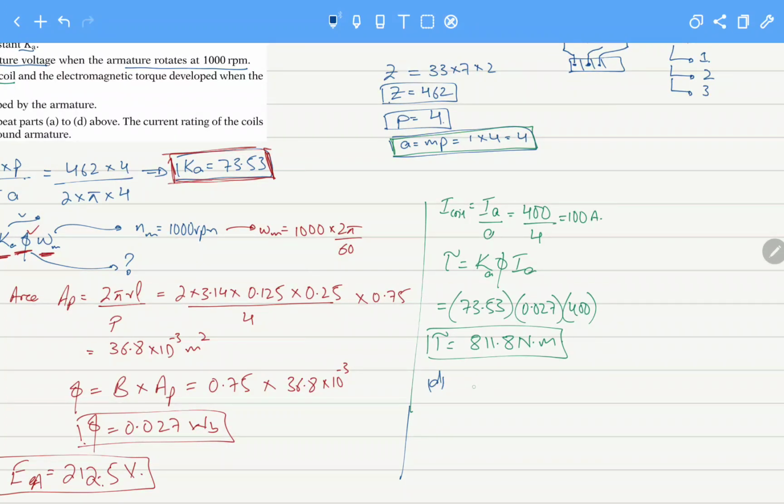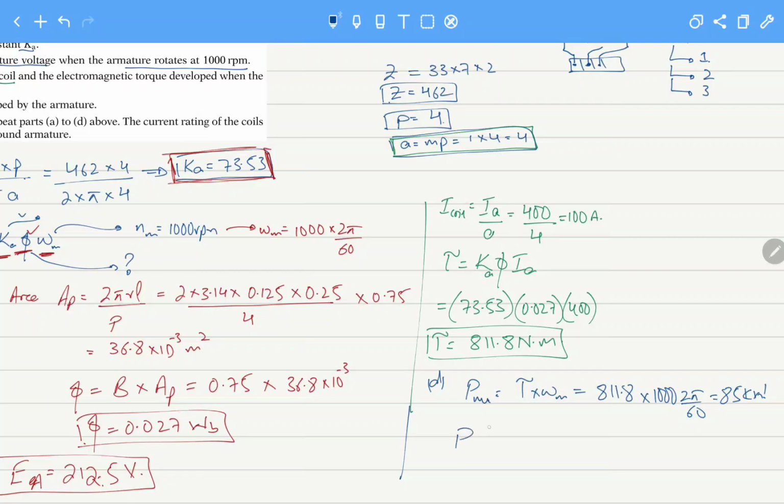Number one, we can calculate the mechanical power, that is torque times speed, and this will be equal to 811.8 times, again the speed is in RPM, so we have to convert it, 2 pi over 60, and this will be equal to 85 kilowatts.